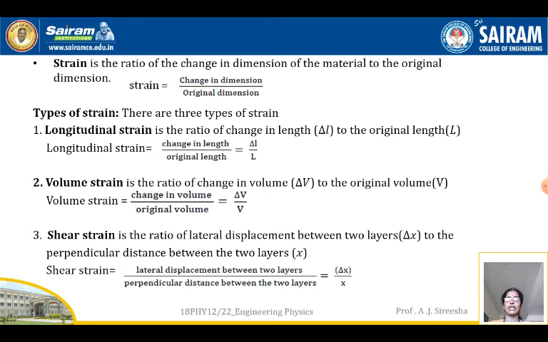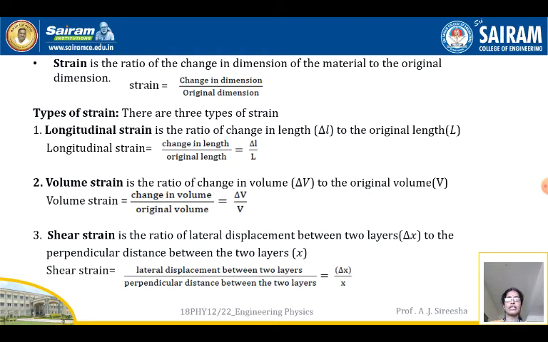What are the types of strain? There are three types of strain. That is longitudinal strain. It is the ratio of change in length, delta L, to the original length, capital L. So longitudinal strain is given by change in length by original length, that is delta L by L. So along the length there is a change in length, and that becomes a longitudinal strain.